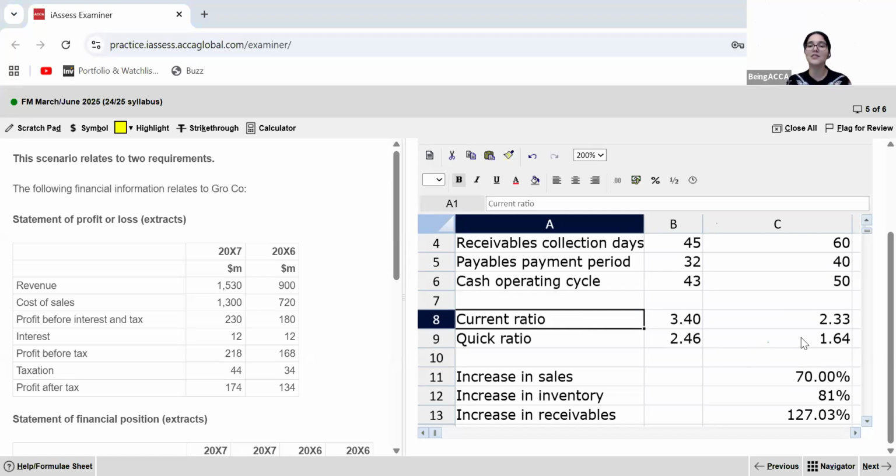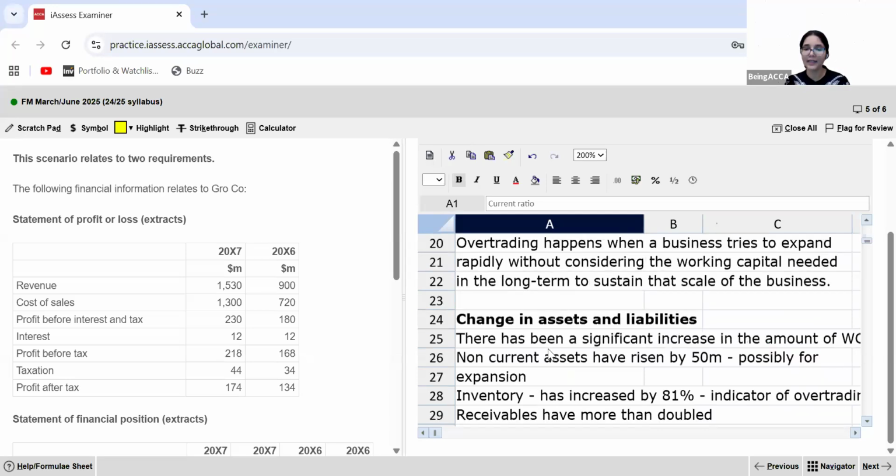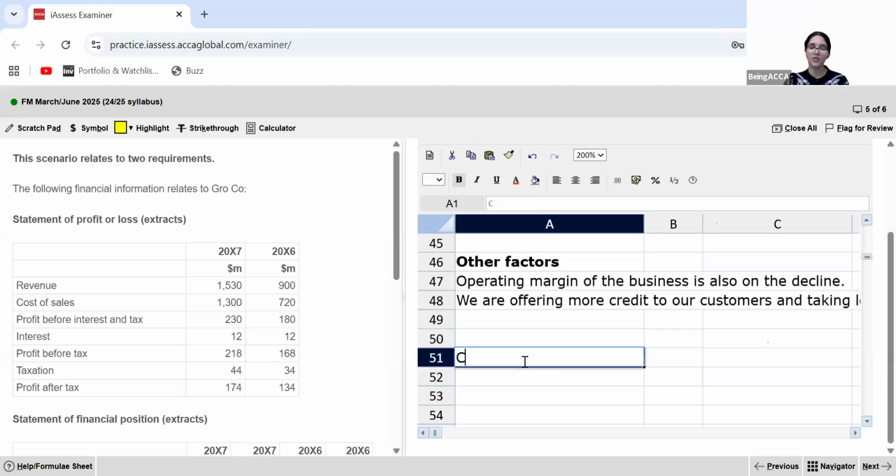At the moment, we are still solvent. However, if we continue to expand so fast like we have been doing without raising any money from long-term sources like equity or debt, then it is possible that the company will fail. So we can give a conclusion also over here.